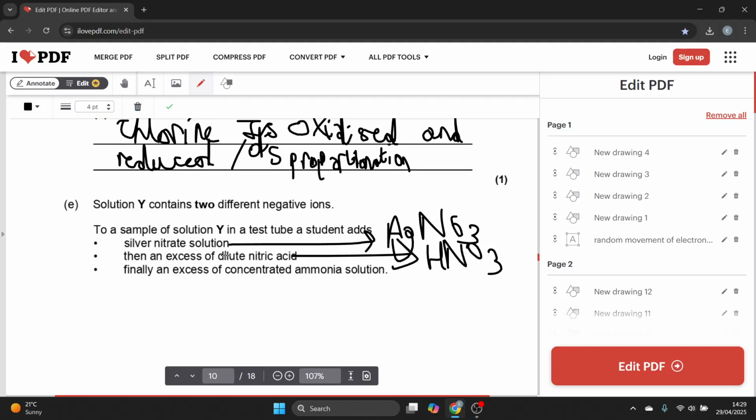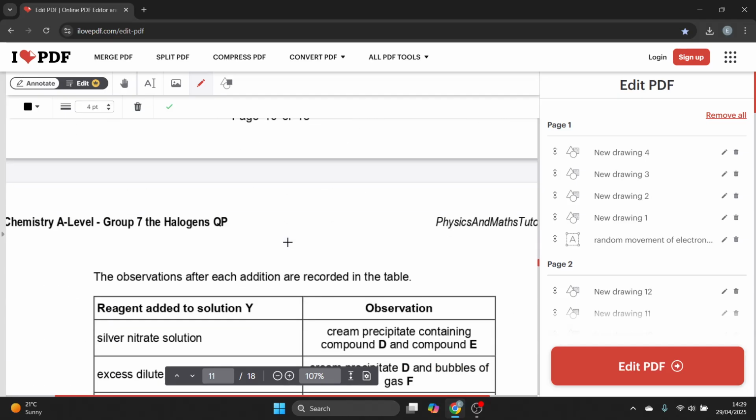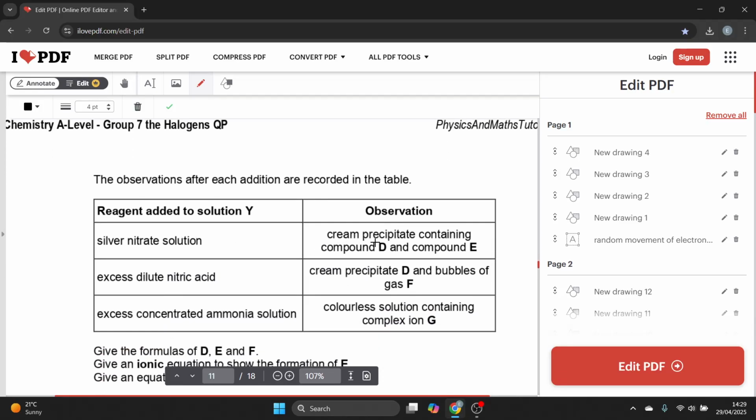produce precipitates out of the solution. And then an excess of concentrated ammonia solution, NH3. The observations after each addition are recorded in a table. Silver nitrate solution, cream precipitate containing compound D and compound E. Excess dilute nitric acid, cream precipitate of D, bubbles of gas F. Excess concentrated ammonia solution, colorless solution containing complex ion G.